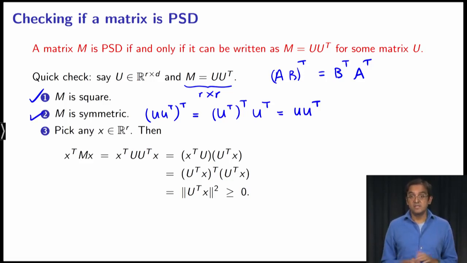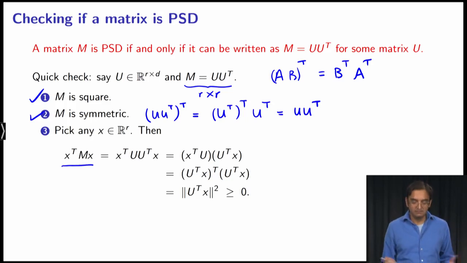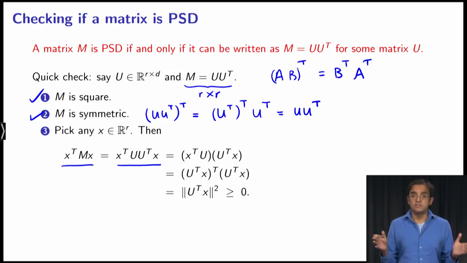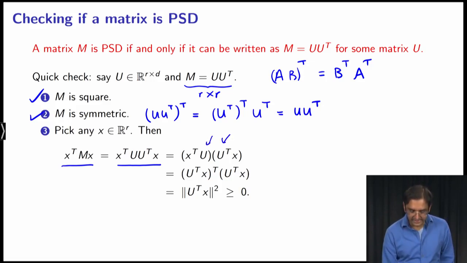Okay, so just one last property to check. Okay, so x transpose Mx, we plug in U U transpose for M. And now we have this matrix vector product involving 4 terms. We can just parenthesize this however we like. So let's do it like this. Let's put the parentheses there. Okay, and let's look at these terms.